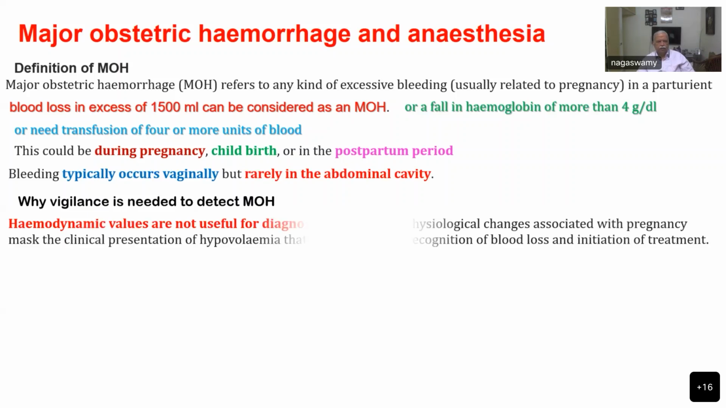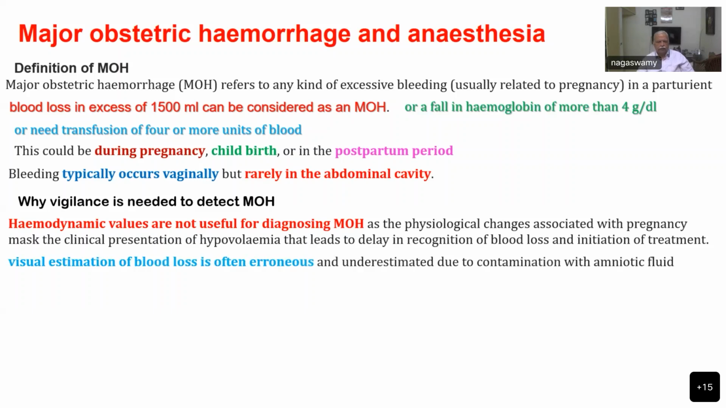And why is vigilance needed to detect major obstetric hemorrhage? The hemodynamic values are not useful for diagnosing MOH, as physiological changes associated with pregnancy mask it for a long time. That is the major issue with which we all miss the bus. So the hypovolemia, before it produces its changes as described in the grades of hemorrhage, will happen a little late. So by the time you recognize it, the patient would have lost quite a sufficient volume of blood.